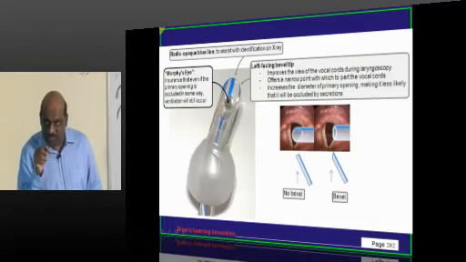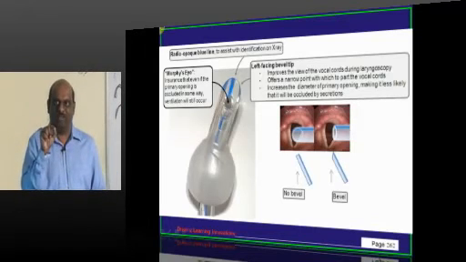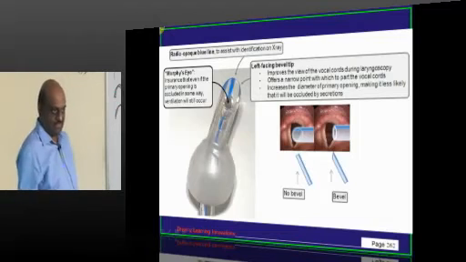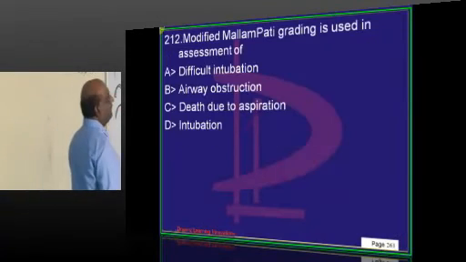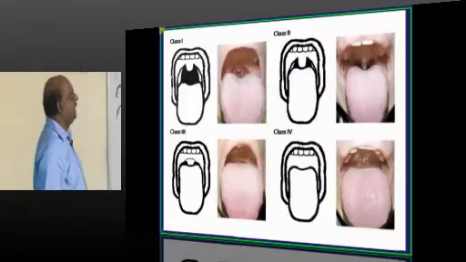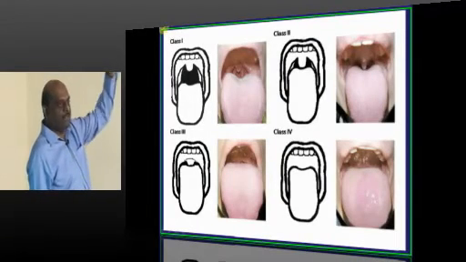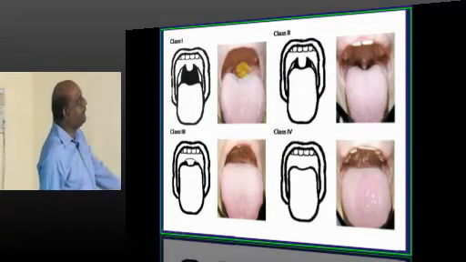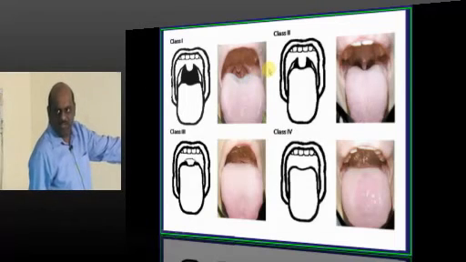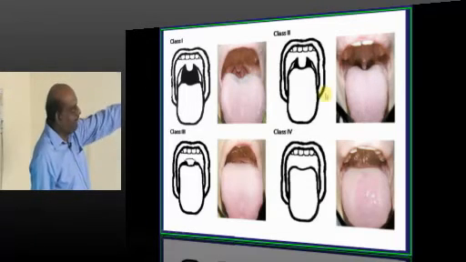If it occludes also, this small hole called Murphy's eye will help you to get the air pass. That's called Murphy's eye. Mallampati classification. The moment the patient opens the mouth, when you want to do the endotracheal intubation, you should see, can I see the uvula, can I see the tonsillar fossae, everything.